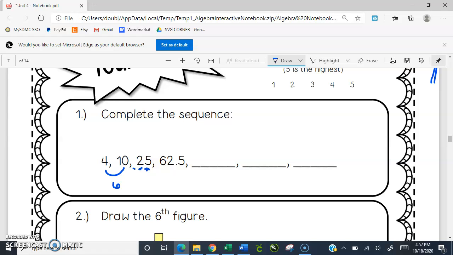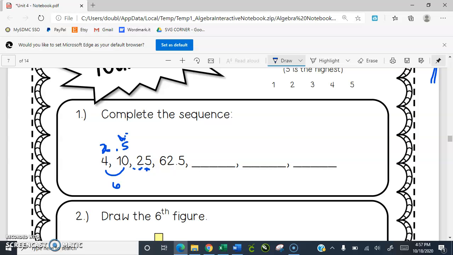So we know we're not doing common difference, which is adding and subtracting. Now we need to figure out what our common ratio is. What we want to do is take our numbers and divide. So we take our second term, that 10, and divide it by that 4. 10 divided by 4 is 2.5.